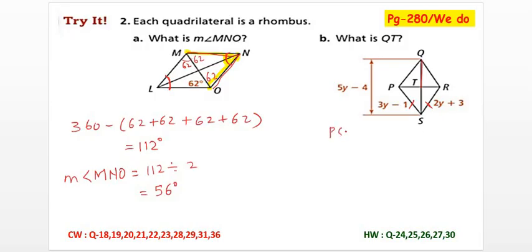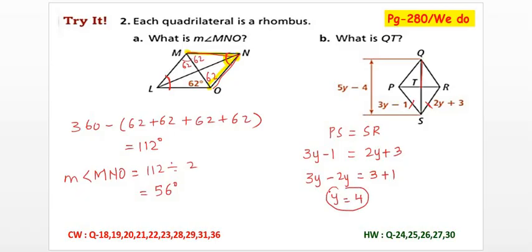So we can say PS is congruent to SR, because all the four sides of a rhombus are equal. So that's why we can say PS is equal to SR. Remember, we always need an equation to find the value of the variable. So PS is actually 3y minus 1 and SR is actually 2y plus 3. Now move this 2y on this side and 1 on the other side. So we will have 3y minus 2y equals 3 plus 1. Right? So this one will give us the value of y, that is 4.